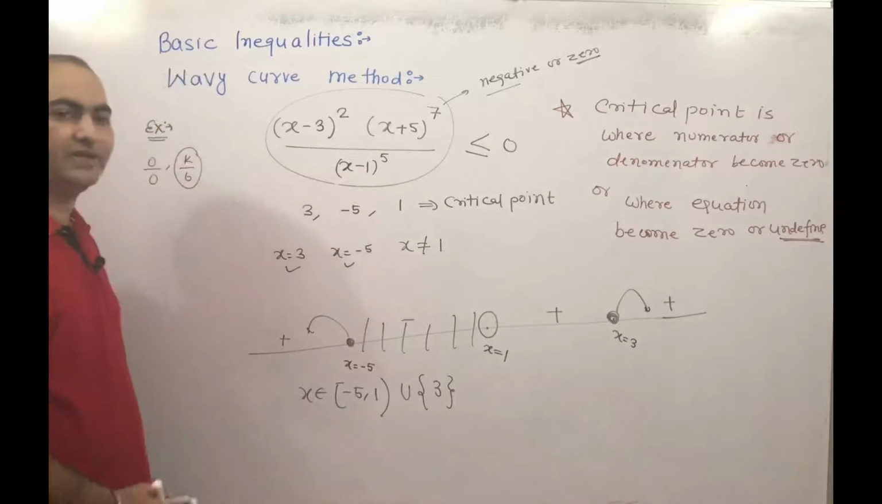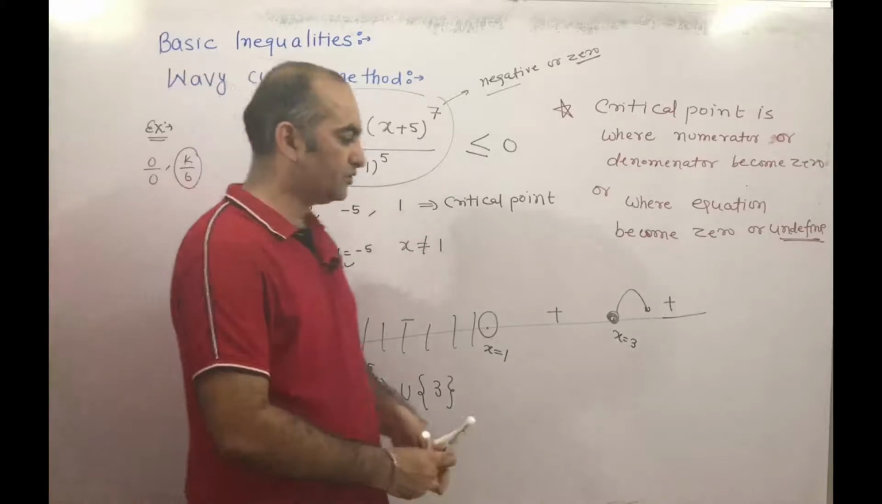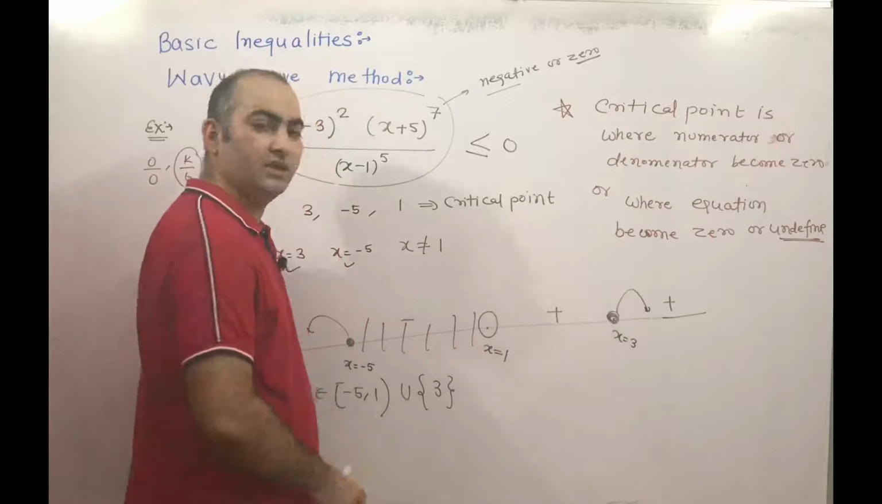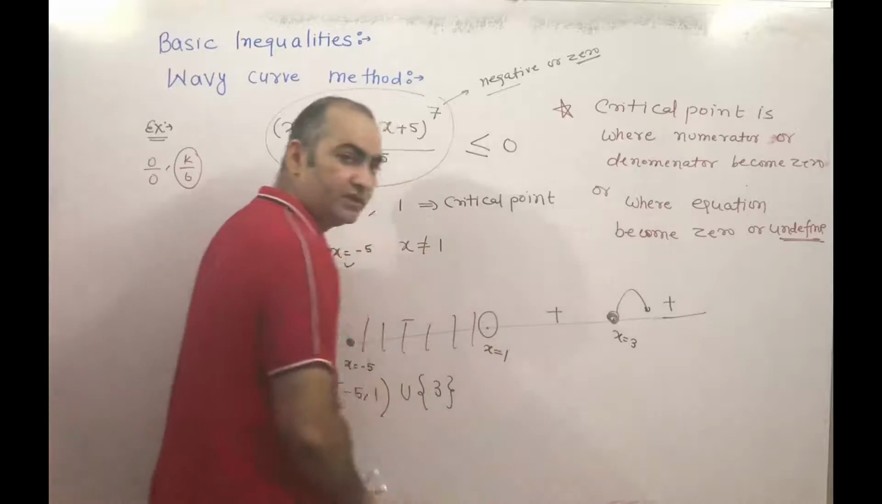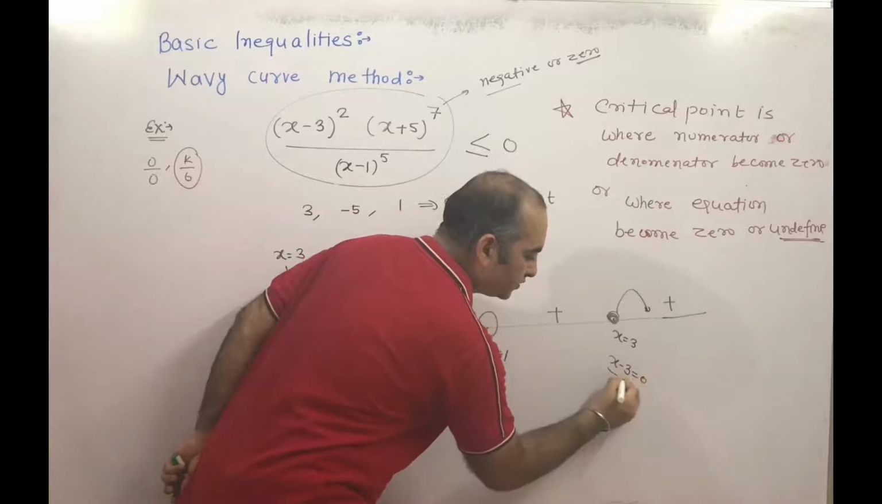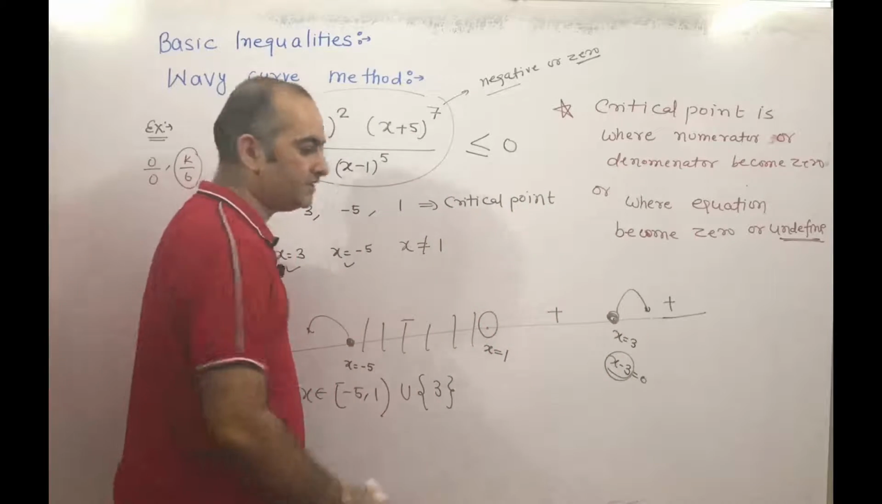Now here one thing is very clear. See, this side is coming positive and this side is also coming positive. Why is it coming positive? So here you see x equal to 3 is there. If I take 3, what will come? x minus 3 equal to 0. So x minus 3 we have to check. What is x minus 3?